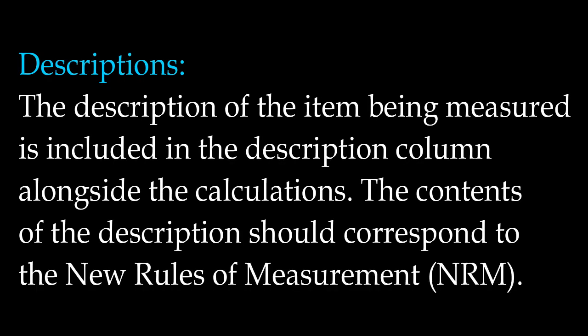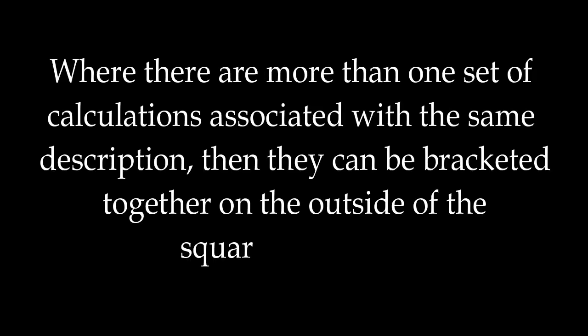Descriptions. The description of the item being measured is included in the description column alongside the calculations. The contents of the description should correspond to the new rules of measurement, NRM. Where there are more than one set of calculations associated with the same description, then they can be bracketed together on the outside of the squaring column.